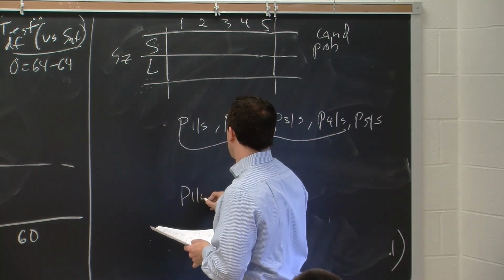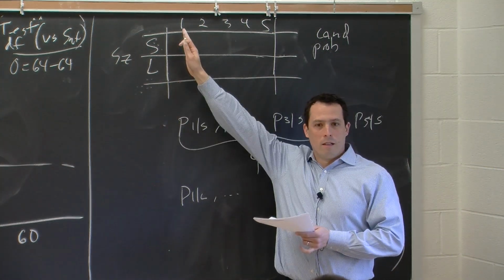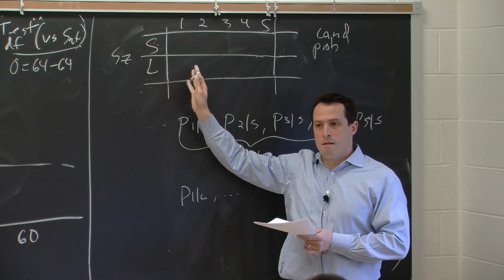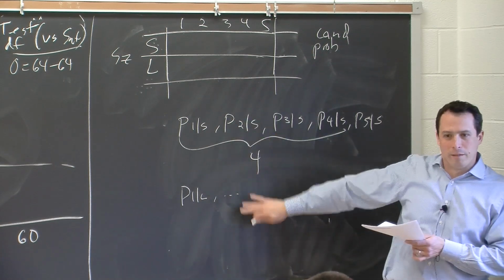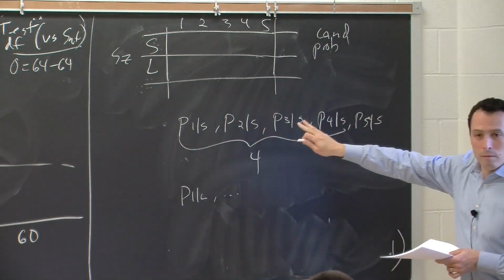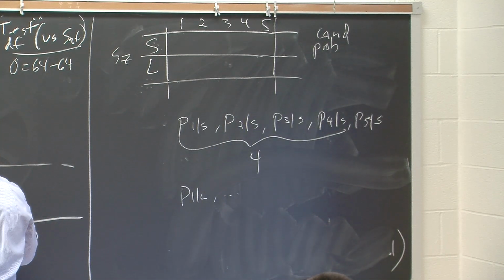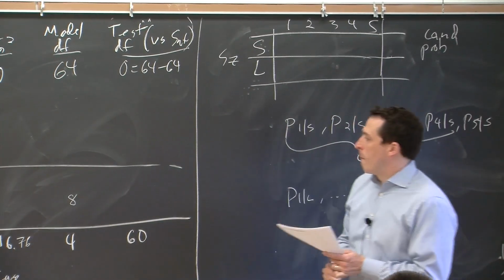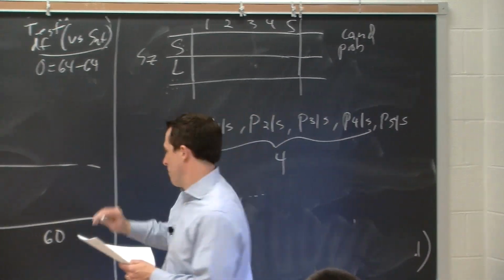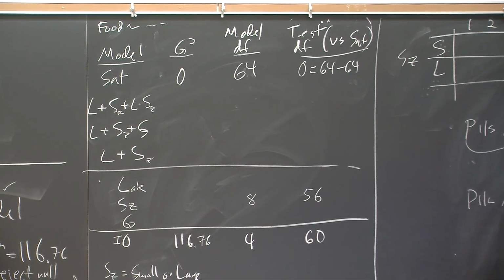I have a probability of 1 given large, and so on. Do the columns sum to 1? No, they don't, so these two things are free. How many are the total degrees of freedom? 4 here and 4 here, so a total of 8. That's the model degrees of freedom for size. And the test degrees of freedom? 64 minus 8, 56.